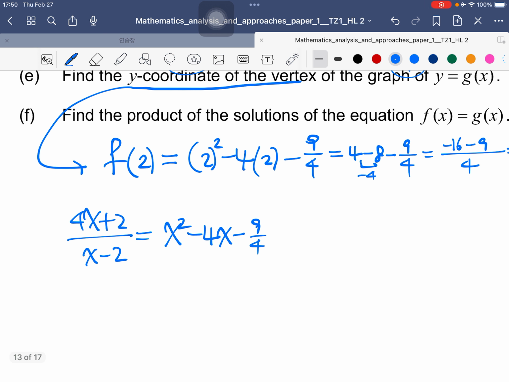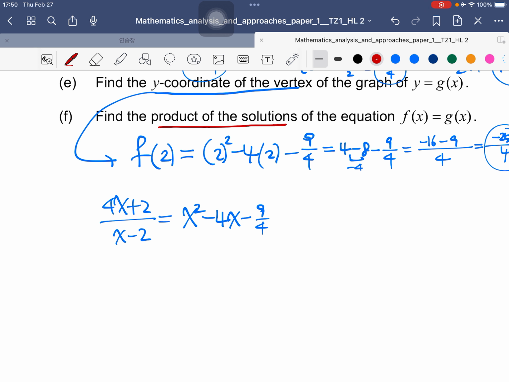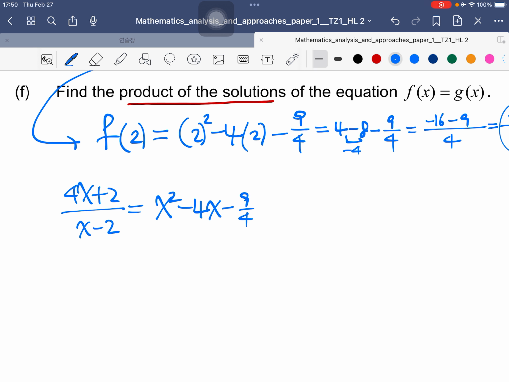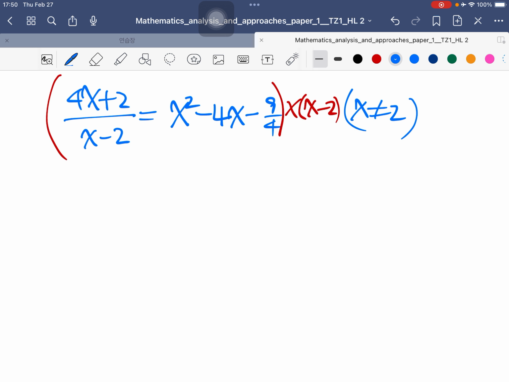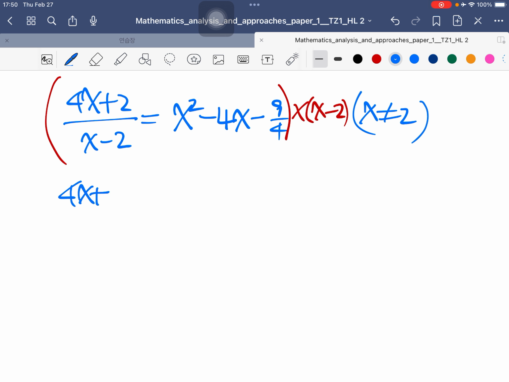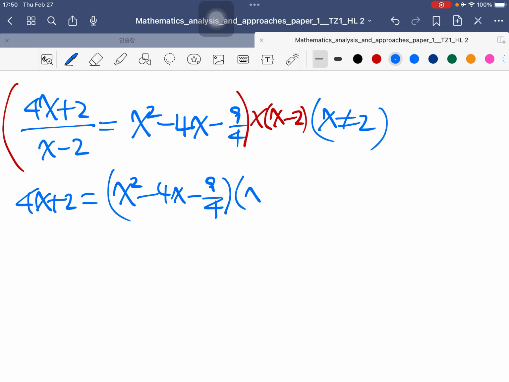So find the product of solutions of the equation. You don't have to get all the solutions. All you need is the coefficient of highest degree and then the constant term, right? So in this equation, x cannot be 2. So 2 is not a solution, right? So we can multiply both sides by x minus 2. And the left hand side becomes 4x plus 2. The right hand side becomes x squared minus 4x minus 9 over 4, everything multiplied by x minus 2.